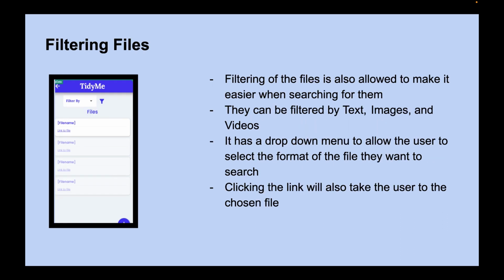The filter that we have implemented is to further organize the user's files. The filter allows the user to search for images only, text only, or videos only. The filter is a drop-down menu allowing the user to choose the format they're searching for. The filter also gives similar results to the search, as it shows a file name and a link to the file itself.